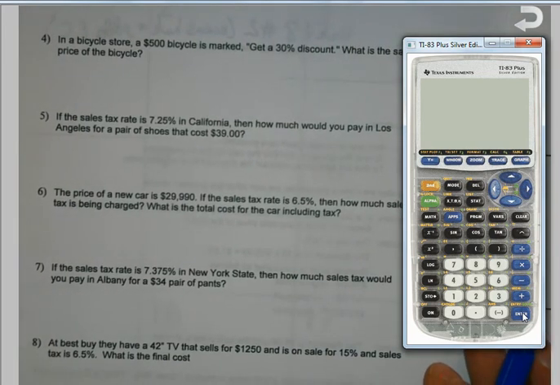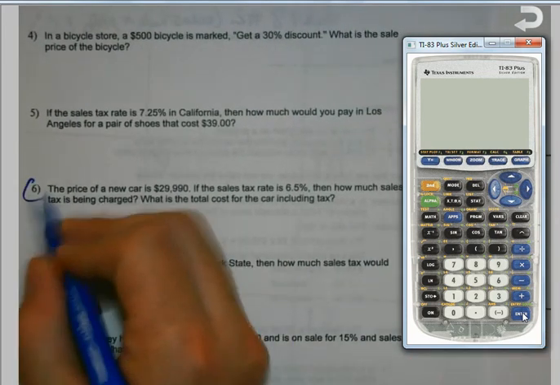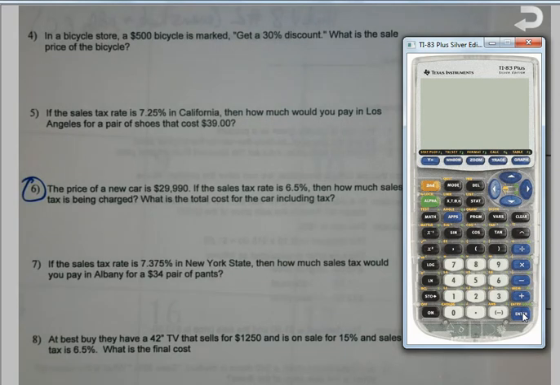Wait, what page is it? Oh. Yeah. So number 6 seems like one that can get you good here. And yeah, the other one. It's true.